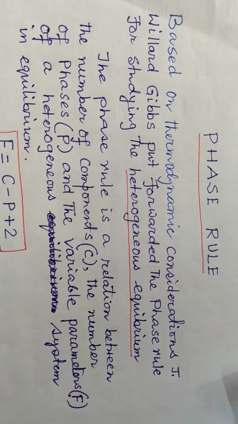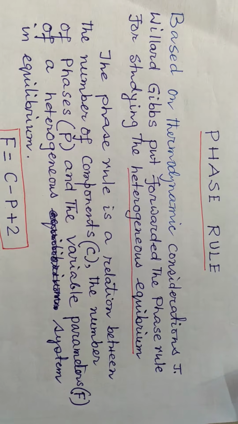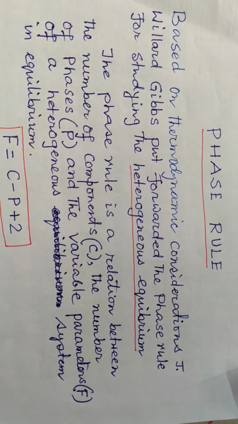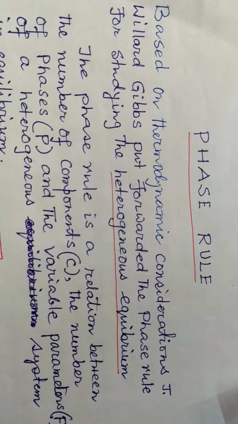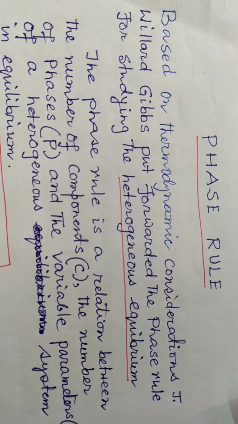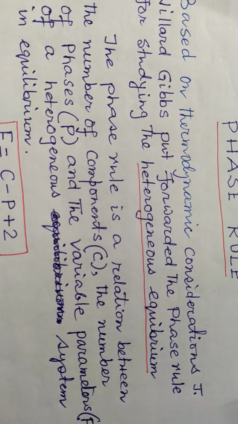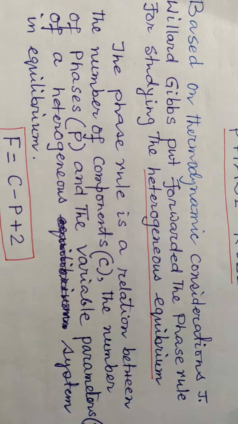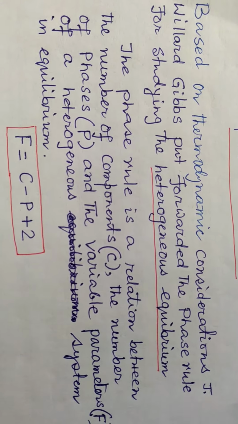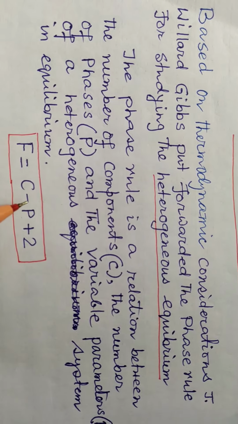Dear students, today we will discuss phase rule. Now, what is phase rule? Based on thermodynamic considerations, J. Willard Gibbs put forward the phase rule for studying the heterogeneous equilibrium. The phase rule is a relation between the number of components, the number of phases, and the variable parameters of a heterogeneous system in equilibrium. That is, F equals C minus P plus 2.